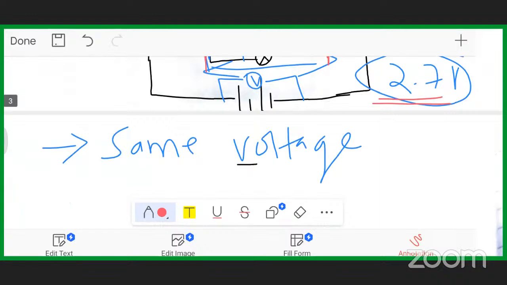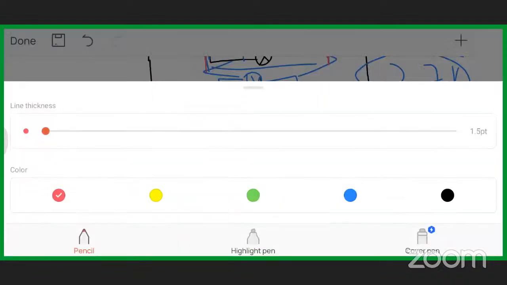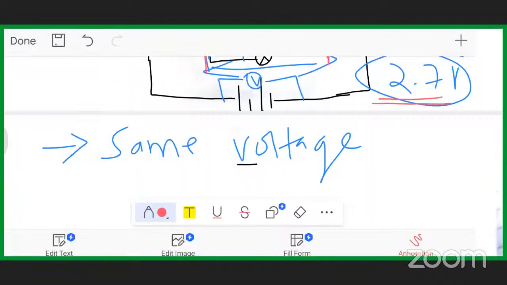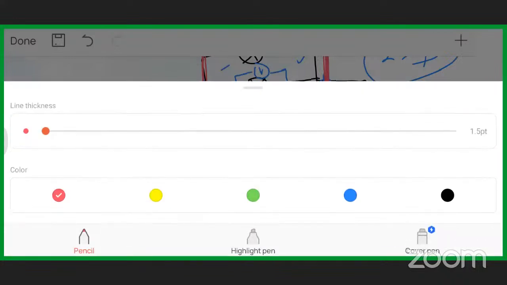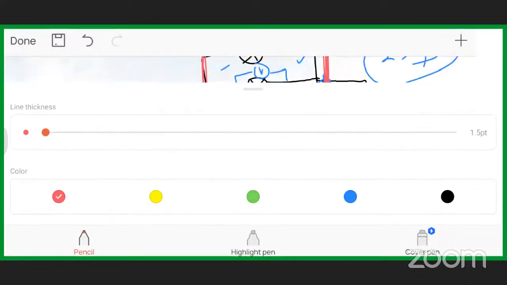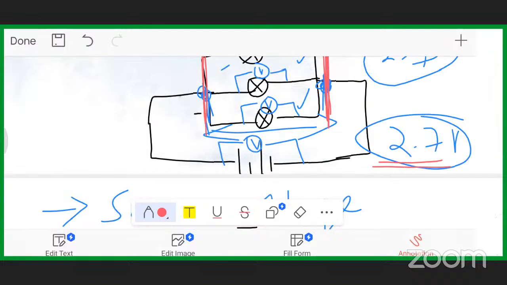So the voltage will be the same, but the current cannot be the same. Why? Can anyone try? Why are we saying that the current cannot be the same? Because of what?